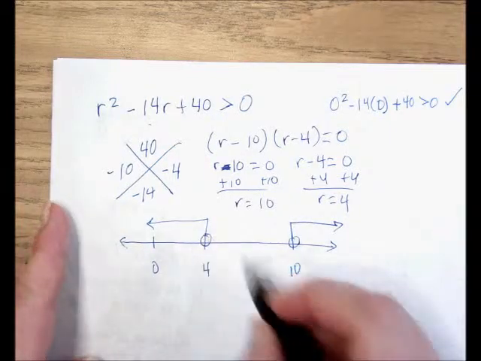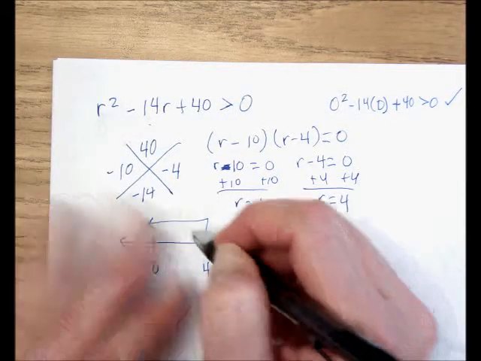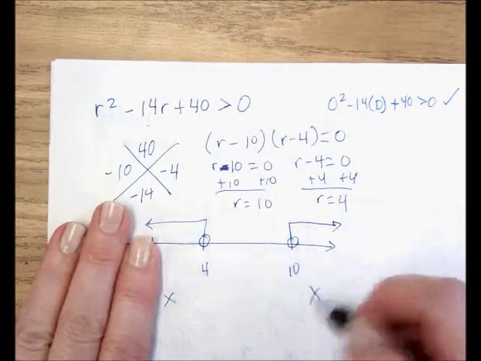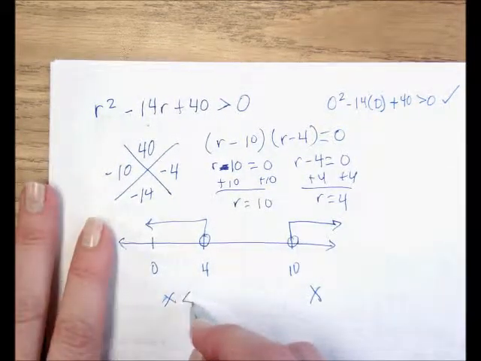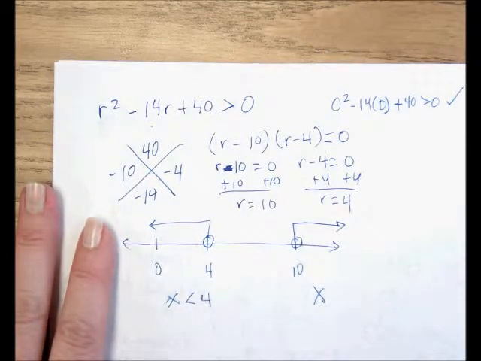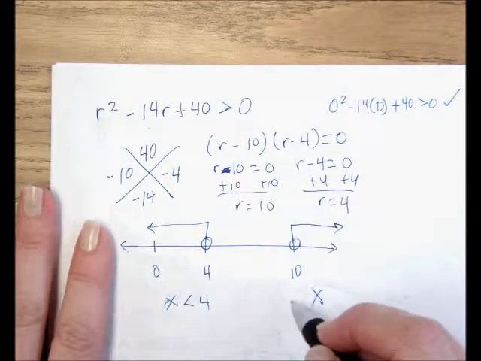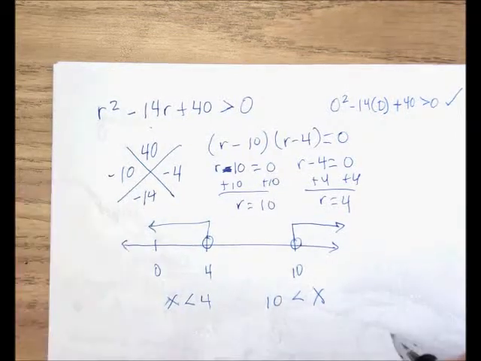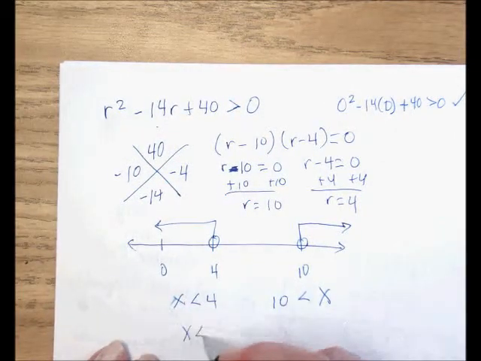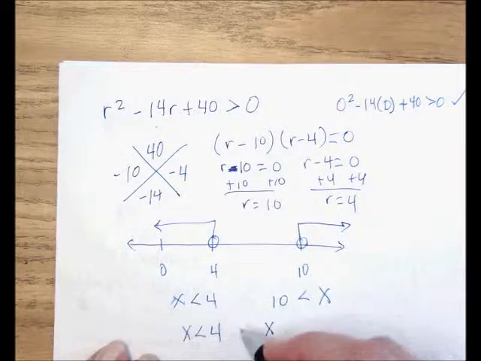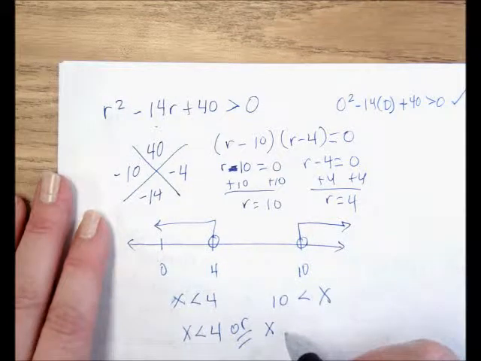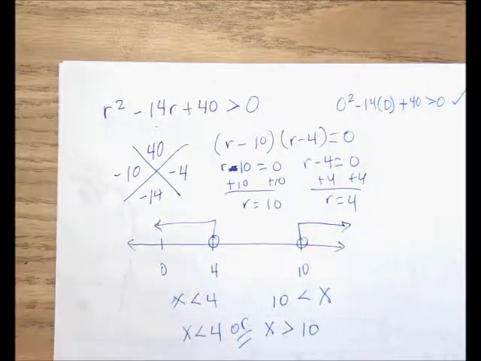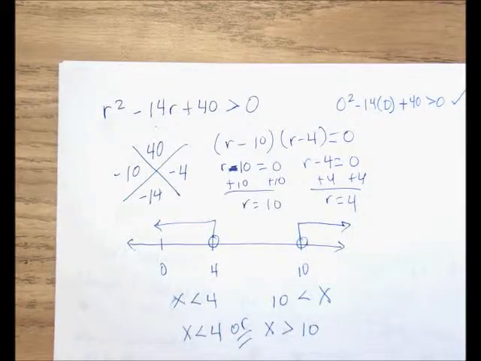So in this situation, I know that I have x values that are going to be over here, and I have x values that are going to be over there. So I have x values that are going to be less than 4, and then I have x values that are going to be greater than 10. So I can either write it this way, or I can say x is less than 4, or, because it looks like the oars on a boat, x is greater than 10. So you have those two types of scenarios right there. So hopefully that'll help you with solving inequalities.